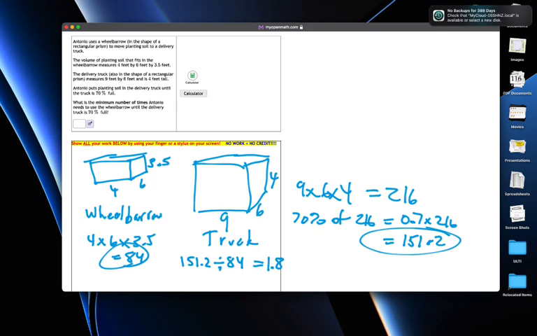But the question is, what is the minimum? I rounded that to the nearest tenth. What is the minimum number of times Antonio needs to use the wheelbarrow until the delivery truck is 70% full? So that means we would need to round that up. So we would need to fill the wheelbarrow up 2 times in order to get our truck 70% full.